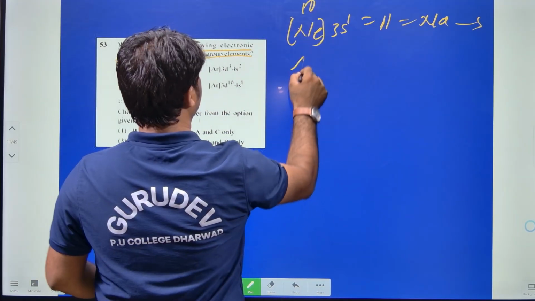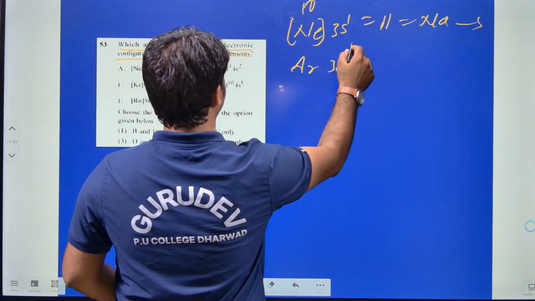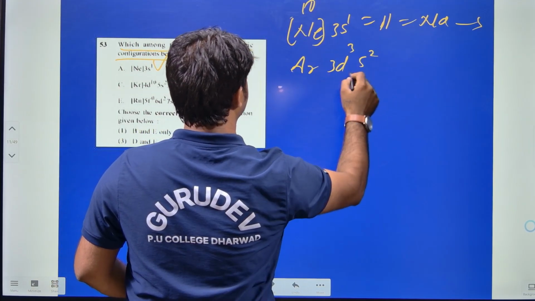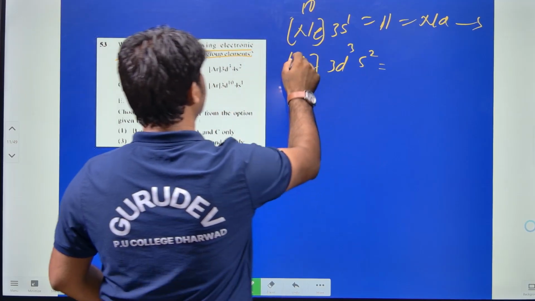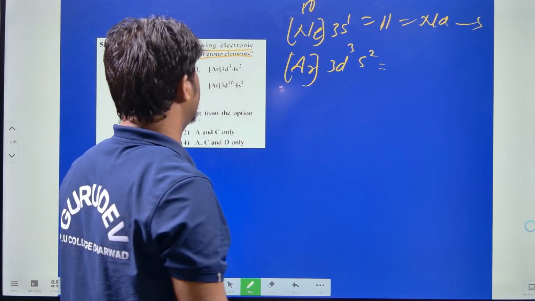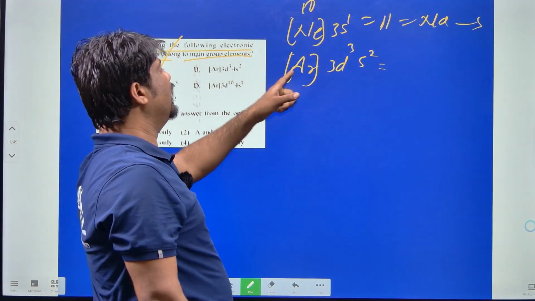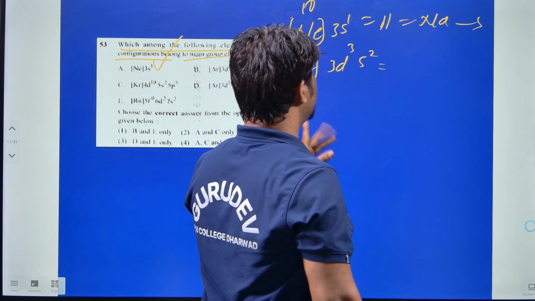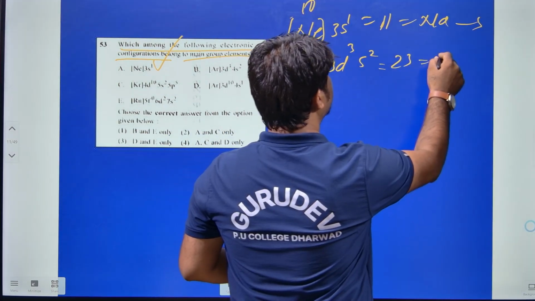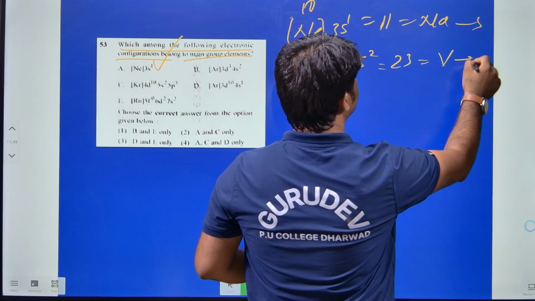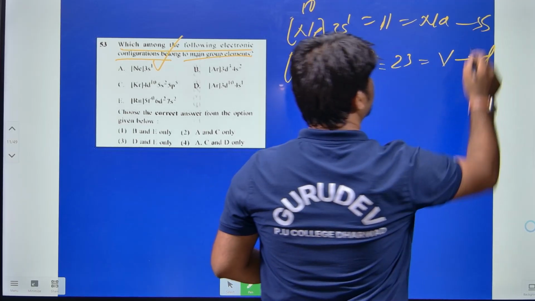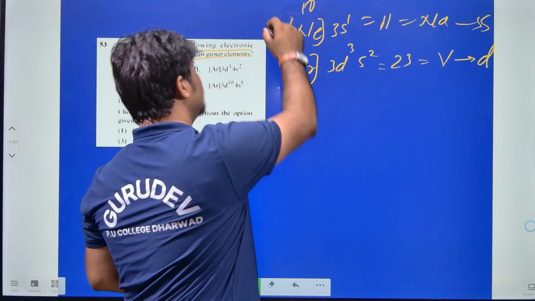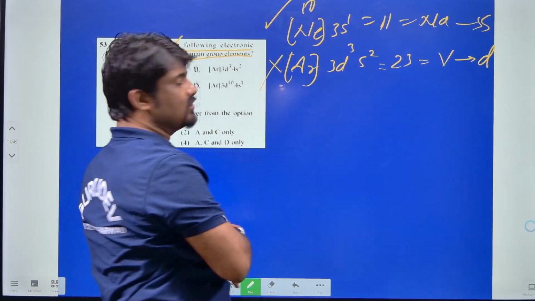The second one is argon 3d3 5s2. What is the number of electrons here? Argon is 18. 18 plus 2, 20. 20 plus 3, 23. So 23 is vanadium. Vanadium belongs to what? D block element. So this one does not belong to the main group.